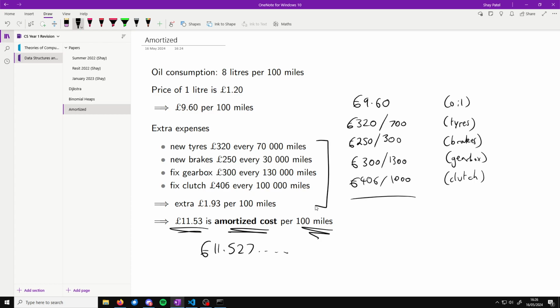So we look at different things. We look at a sequence of consecutive operations. In this case, we're looking at, for example, the average. If we split these costs between 100 miles, or if we're looking at 100 miles of this 70,000 miles or of this 30,000 miles, and then adding that up, this is the extra cost per 100 miles for all of these extra expenses. And then we add that onto the £9.60, and this gets our amortized cost.